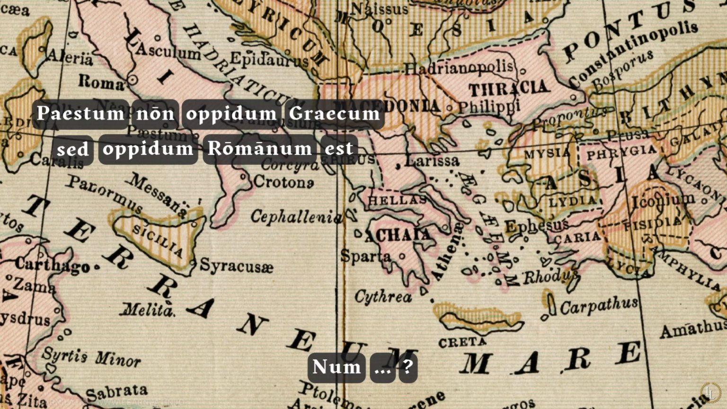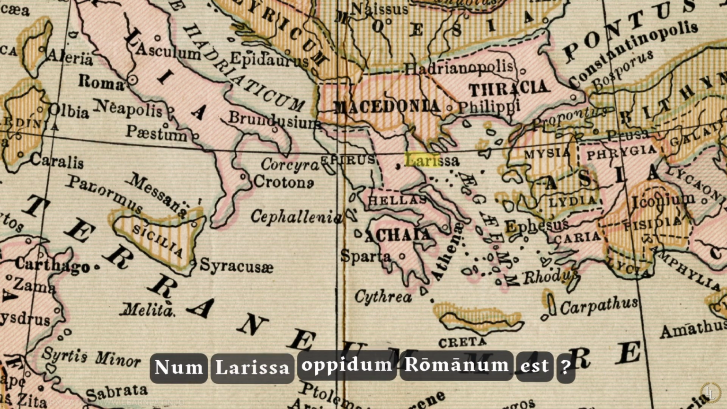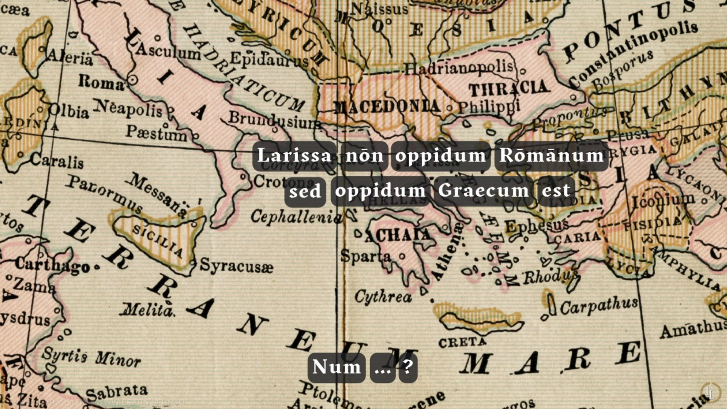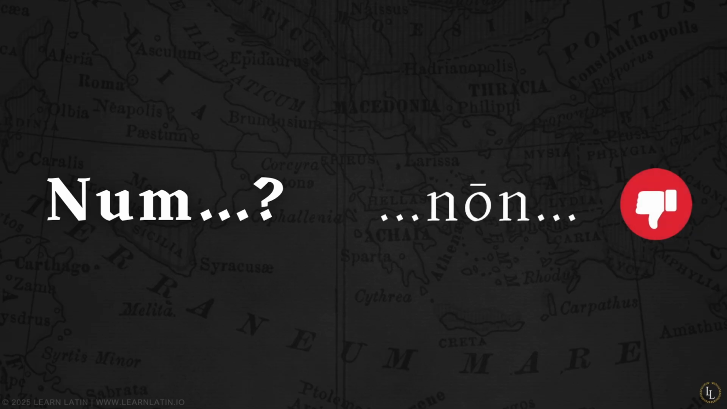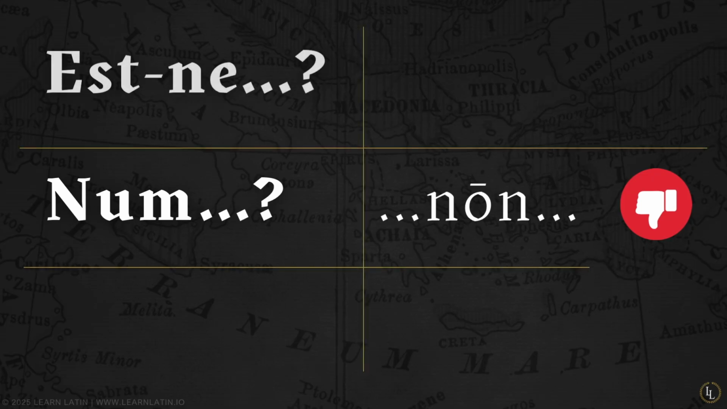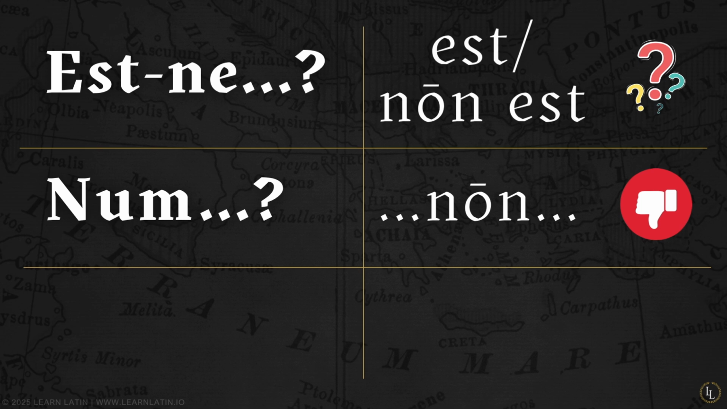Paestum non oppidum Graecum, sed oppidum Rōmānum est. Another example. Num Larissa oppidum Rōmānum est? Larissa non oppidum Rōmānum, sed oppidum Graecum est. Now do you see? Num introduces a yes-no question where we expect a negative answer. That's why we often find non in the response. It differs from questions with ne, which express a genuine doubt, where we don't know what answer to expect.